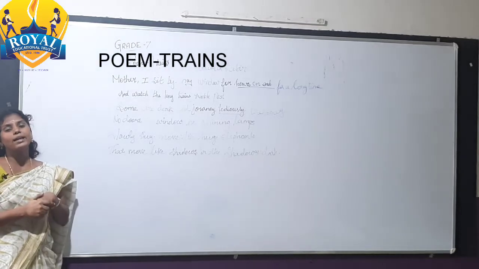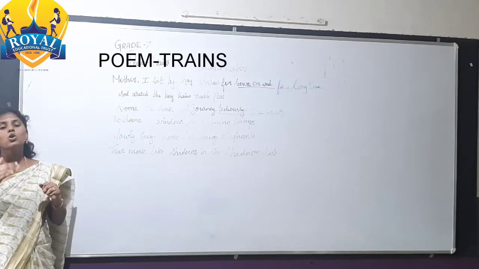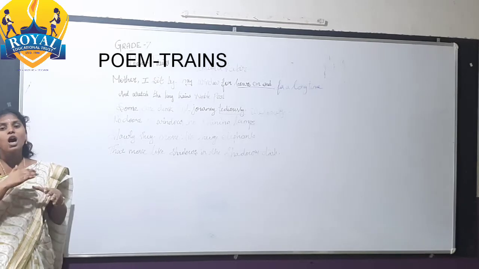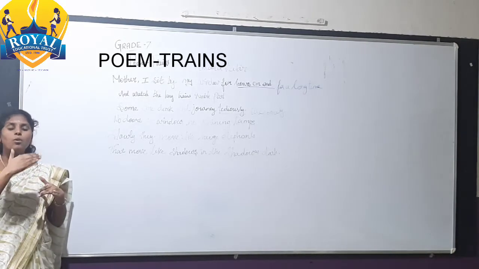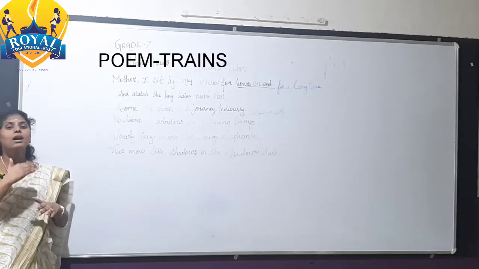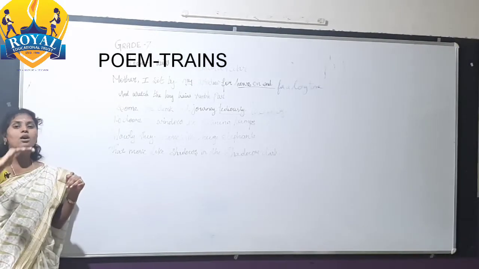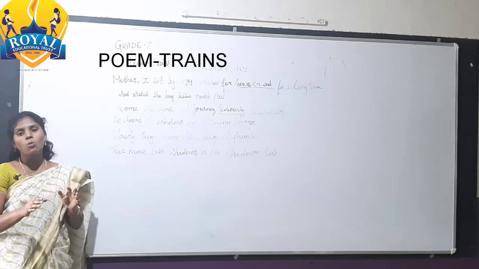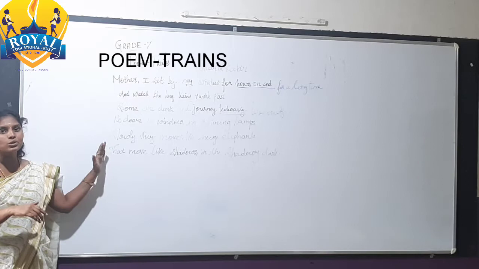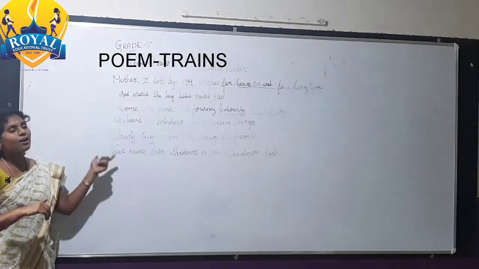Why is he comparing these goods trains to huge elephants? Because if you watch a herd of elephants, how does it move? It moves one behind another, is it or not? Yes, in the same way the goods train compartments also move one by one. So our poet compares these goods trains to huge elephants. So this is the first stanza.